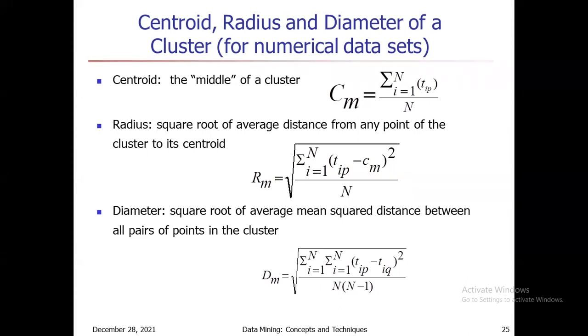And the diameter: you can calculate it as the square root of the average of the squared distance between all pairs of points in the cluster. That is, Dm is equal to the square root of the summation of i equals 1 to n and the summation of j equals 1 to n of (Tip minus Tjq) squared, divided by n into n minus 1. In that way we can calculate the diameter for a given cluster. All the values are there, we just need to put the values in.